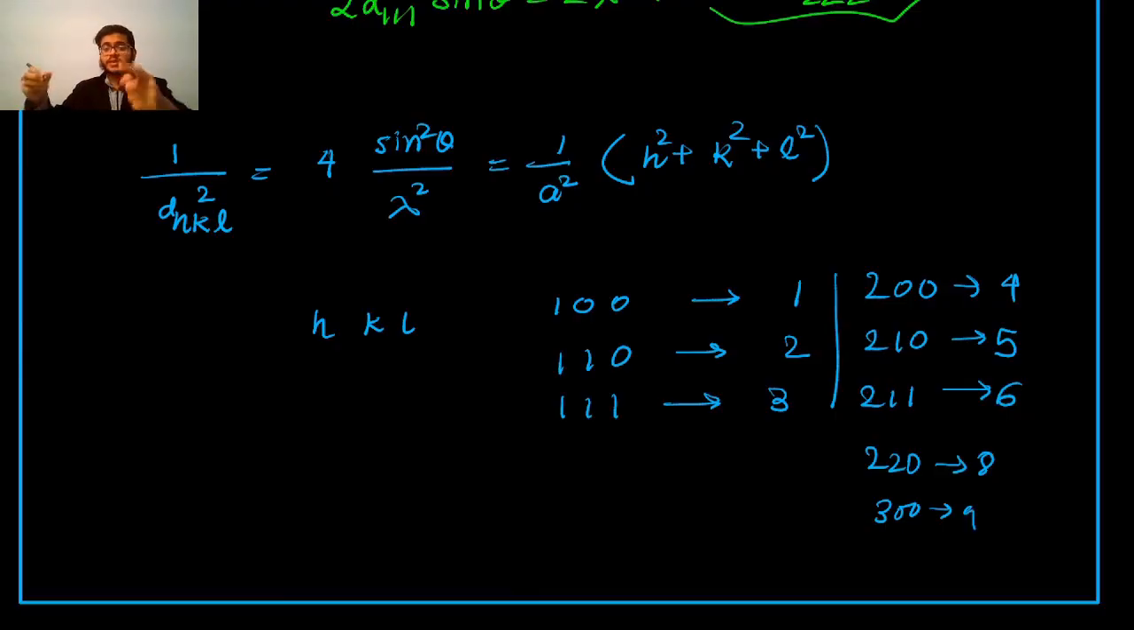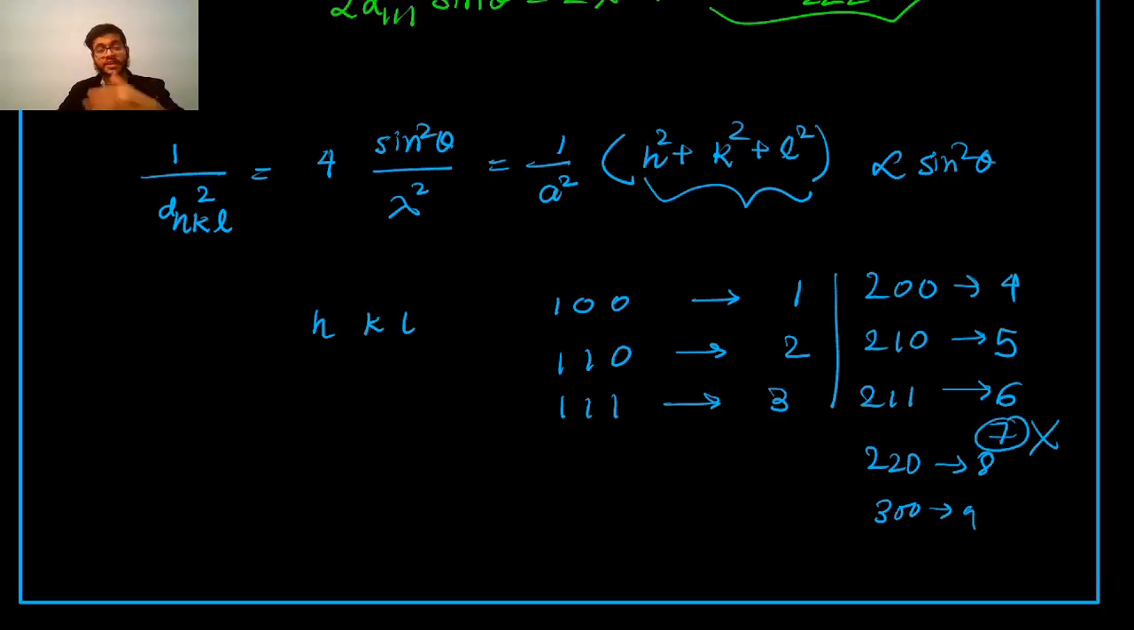So you can see that h square plus k square plus l square, which is directly proportional to sine square theta, is taking integral values, all of the integrals 1, 2, 3, 4, 5, 6. Then there is a gap at 7. 7 is not present. Then 8, 9, 10. I think there is a gap at 11. So there are some gaps, but mostly h square plus k square plus l square takes all of the integral values 1, 2, 3, 4, 5, 6.